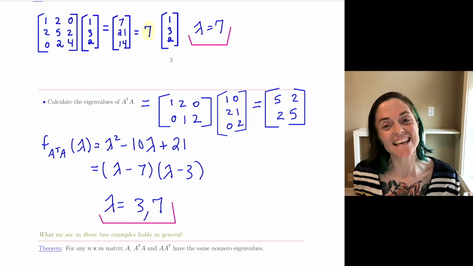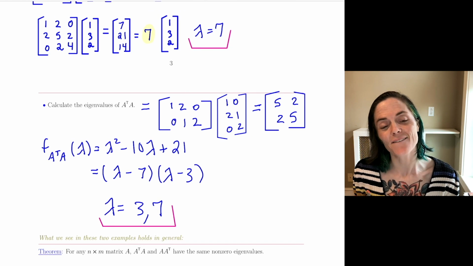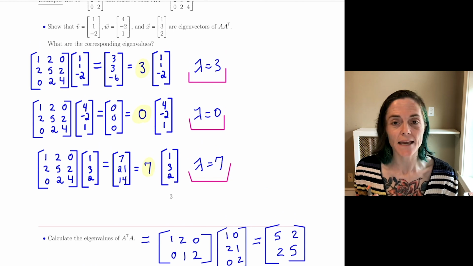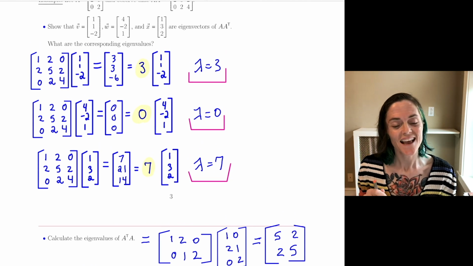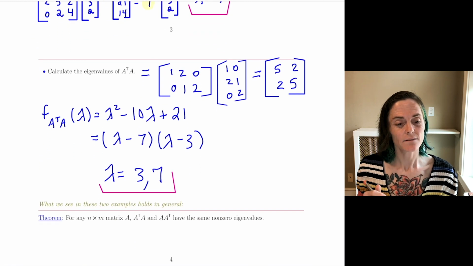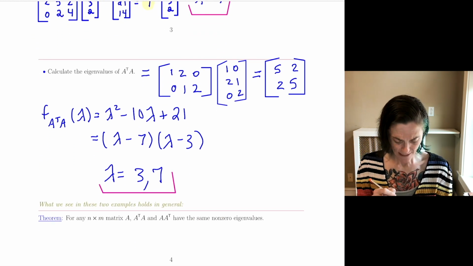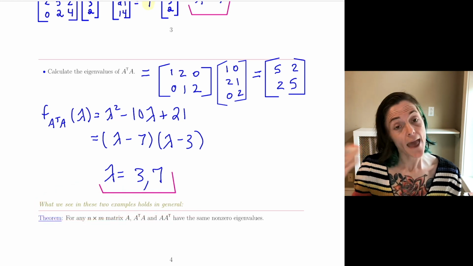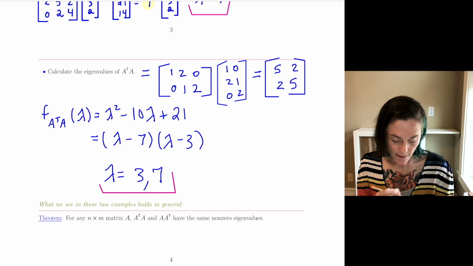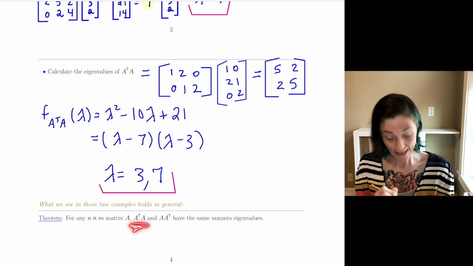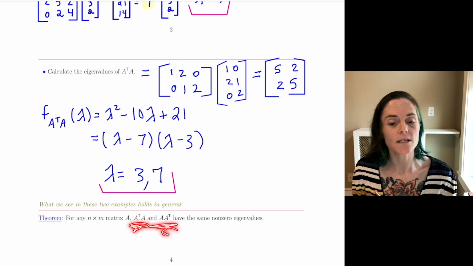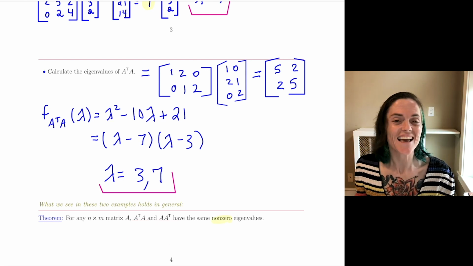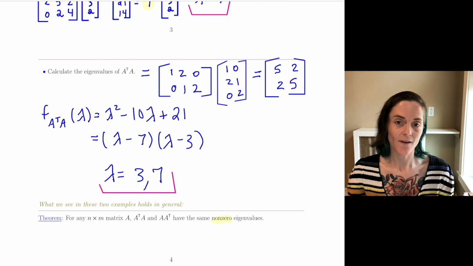What do we see in this example? 3 and 7 are the eigenvalues of A transpose A. 3, 7, and 0 are the eigenvalues of A transpose. Well, this holds in general. So what I have in this olive color, what we see in these 2 examples, holds in general, that for any n by m matrix A, this matrix, A transpose A, and this matrix, A transpose, have the same non-zero eigenvalues. Non-zero is an important word here because typically they're not the same size, but they have the same non-zero eigenvalues.